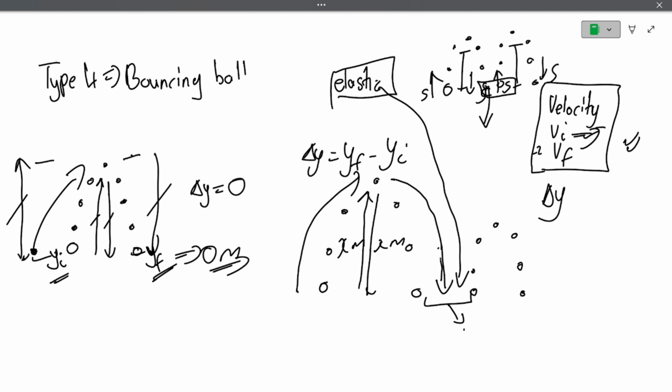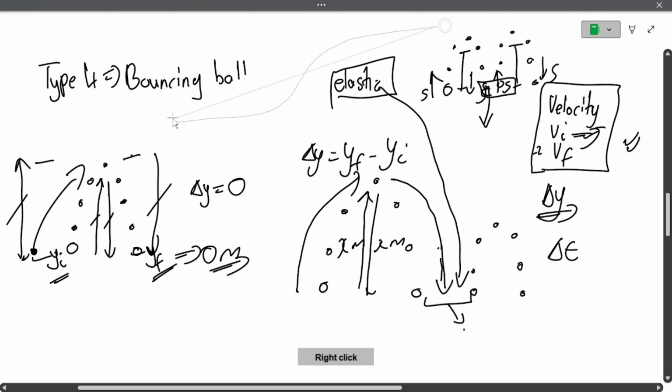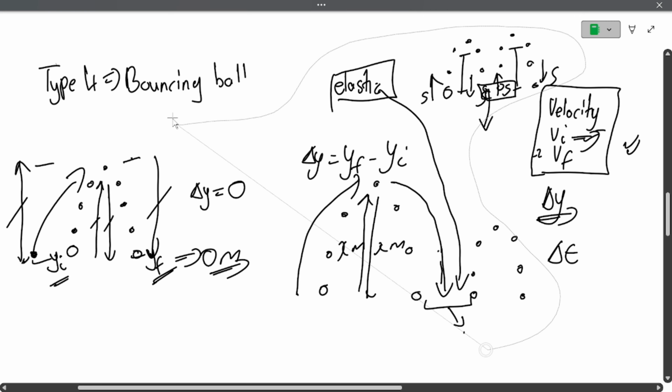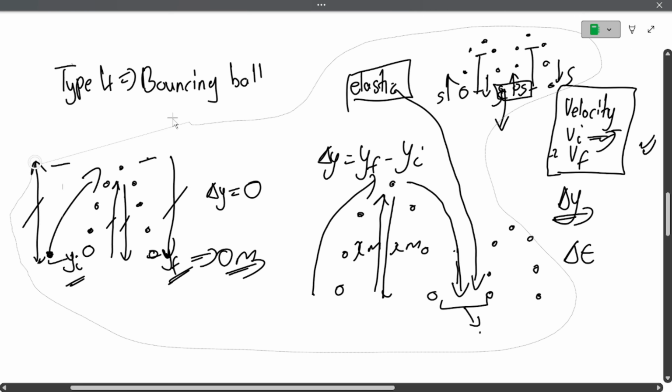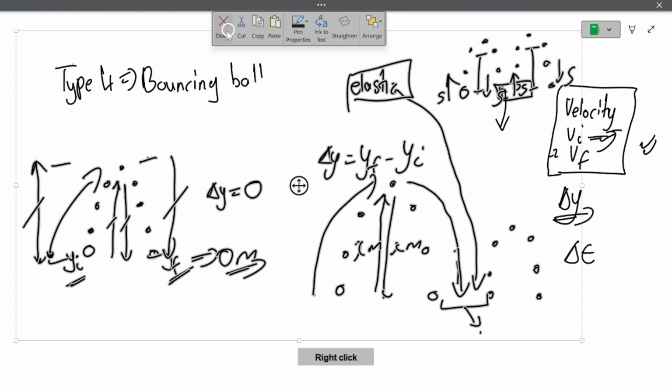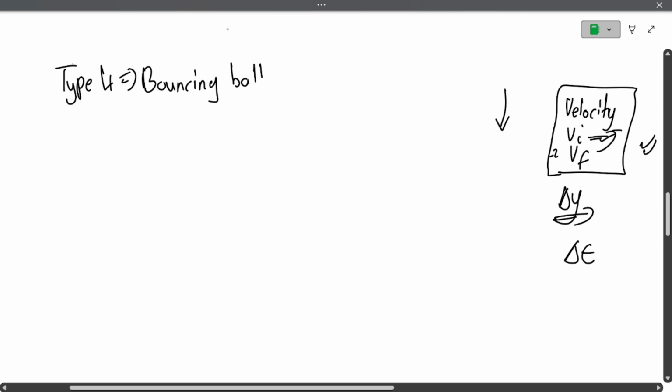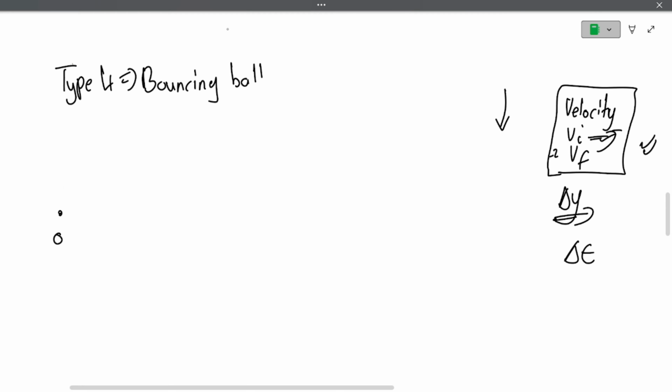So now we are done with change in y. Now let's describe the change in time of a bouncing ball. Okay, so now let's describe the change in time. Let me draw our bounces.